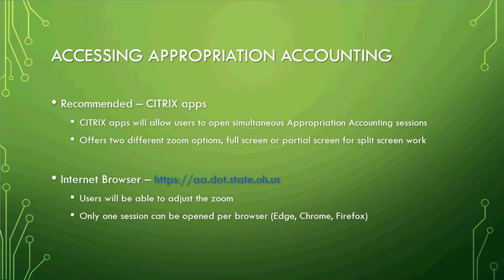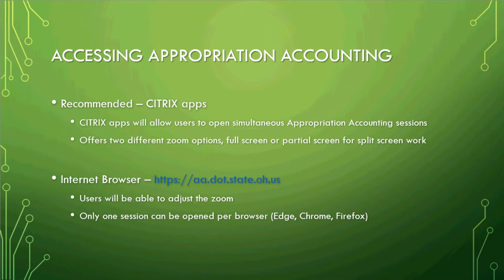Users will not be able to adjust the zoom when using these apps through Citrix. The other option is to use a normal internet browser. Through a browser, users will be able to adjust the zoom to meet their preference. However, you will only be able to open one window to appropriation accounting through each selected web browser.